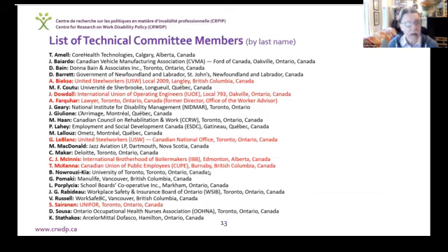So on this slide, I have a list of all the technical committee members. I've highlighted the labor and union representatives in red. In total, there were 7 people who represented that perspective. So it was a good representation across the technical committee for the labor perspective.